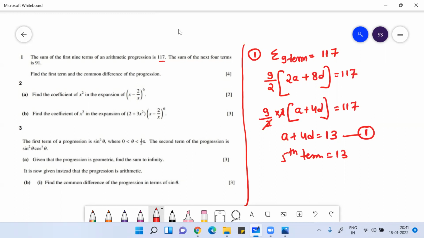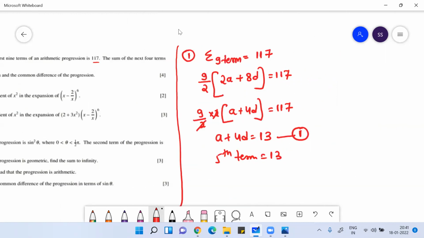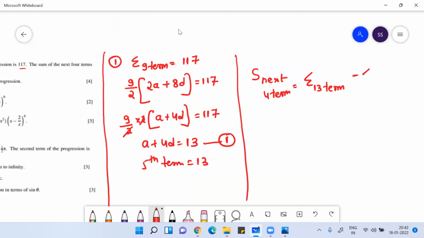Then they're asking us, the sum of the next four terms is 91. First they give you the sum of nine terms, and then they're talking about the sum of the next four terms, which means 9 plus 4, that means 13 terms. So the sum of the next four terms means the sum of 13 terms minus the sum till 9 terms. That is given to you.